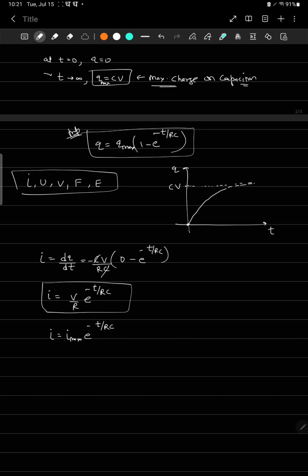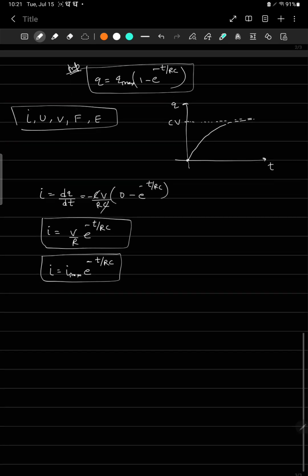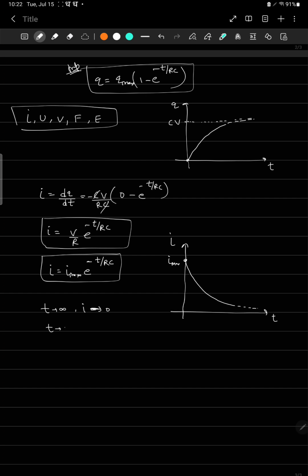I'm leaving this thing on you, that you think about it. What could be the maximum value of the current in the circuit, and it will be V by R. Just think about it, just 2-3 minutes. And now the graph of I versus time is exponentially decreasing. So at t equal to 0 it is maximum, I max, and it decreases, and when t tends to infinity, I tends to 0. When t was 0, you can see here I was maximum.